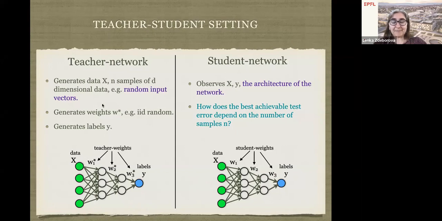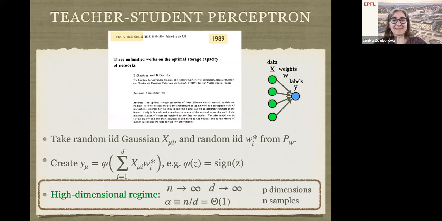Now, this teacher-student setting is not something that we came up with a few years back. That's actually a very old idea, to look at that setting as a kind of simplification of the overall task of learning in general systems with neural networks. The first paper that I know where it appeared is from 1989.